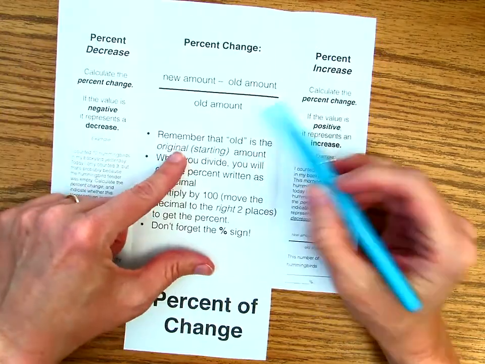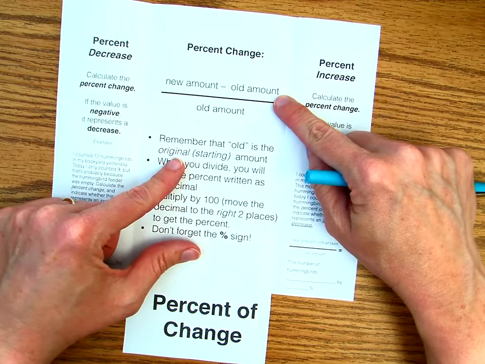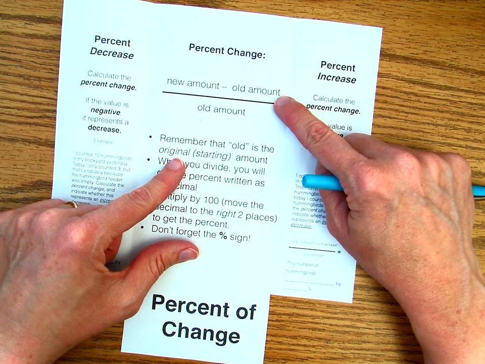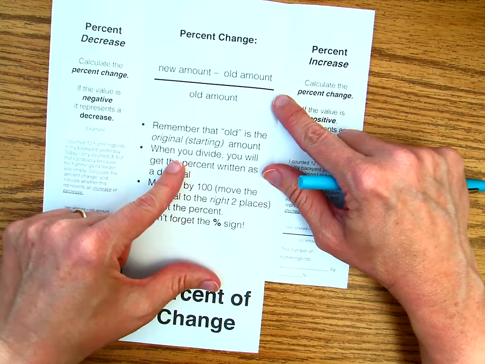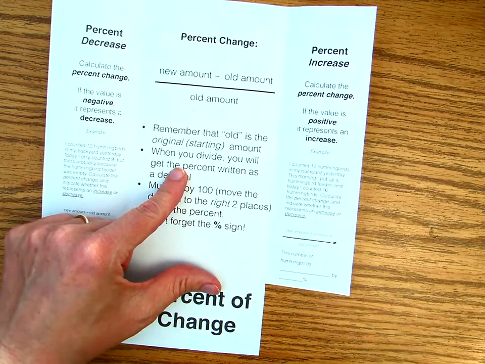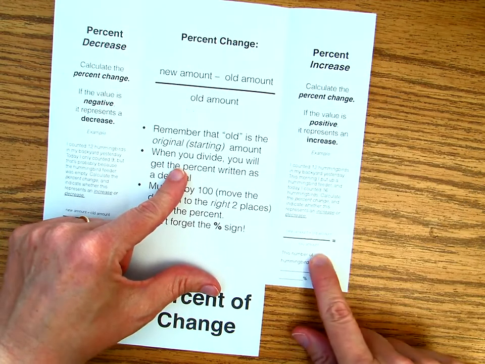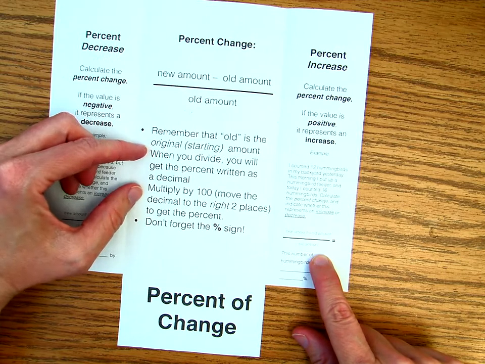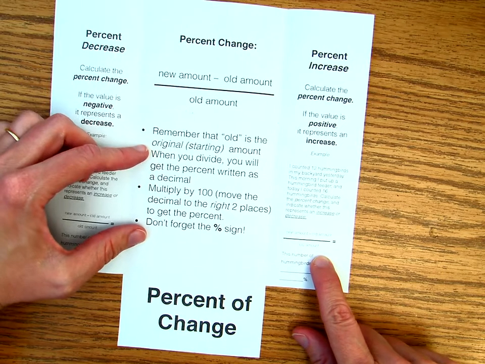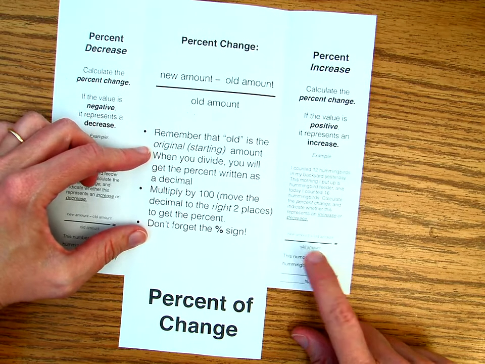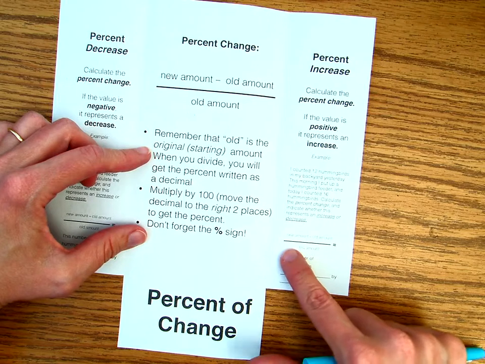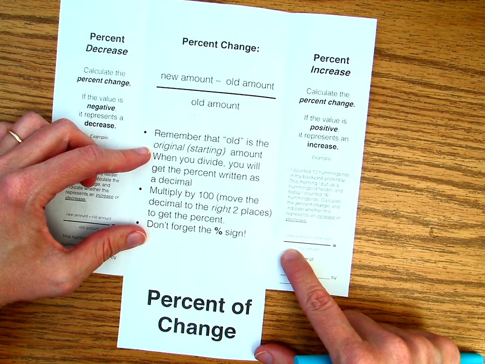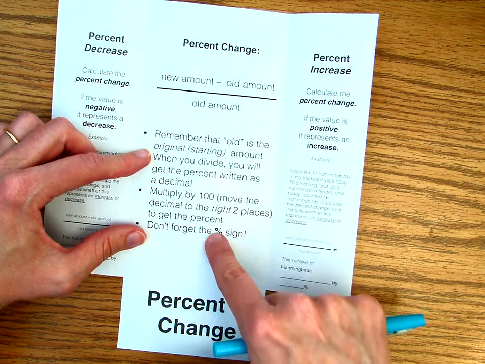First is, when it says old amount, that means the original or starting amount that you were given. What happened first? Then when we're finished putting in our numbers here, we're going to divide, and these next three bullet points have to do with what we do once we divide our numbers that we've put into this new amount minus old amount over old amount format. So I'll come back to those in just a minute.